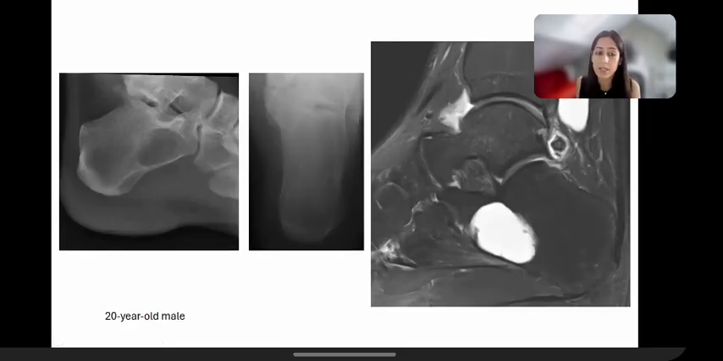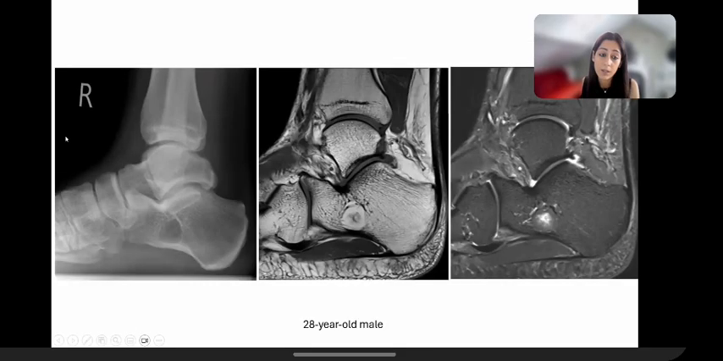Now, again, this is a classical case. There is a lesion in the calcaneum, very non-aggressive. I'm not worried about it, but it can be a cyst or a lipoma. You cannot tell that on a plain radiograph, right? You do an MRI and you know it's a simple bone cyst within the calcaneum.